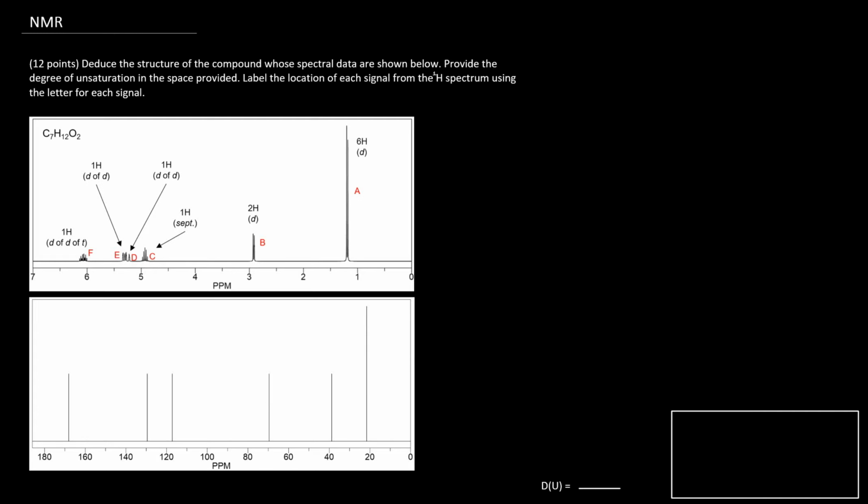Exam review question related to NMR analysis. Deduce the structure of the compound whose spectral data are shown below. Provide the degree of unsaturation, DU, in the space provided, and label the location of each signal from the proton NMR spectra using the letter for each signal.